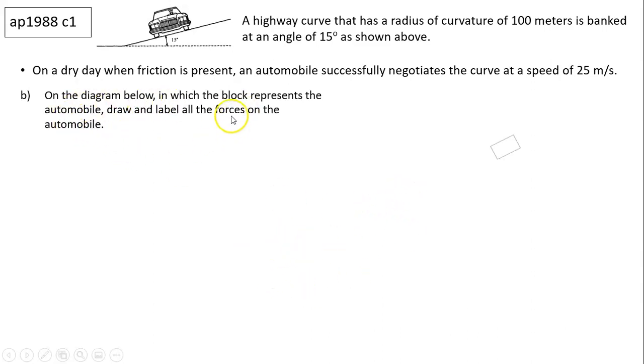On the diagram below, in which the block represents the automobile, draw and label all the forces on the automobile. Again, you still have the normal force, you still have gravity, but now you also have friction. This, as a matter of fact, is static friction. This static friction provides more centripetal force, and therefore you are able to have greater acceleration. As a result, your speed can be greater.